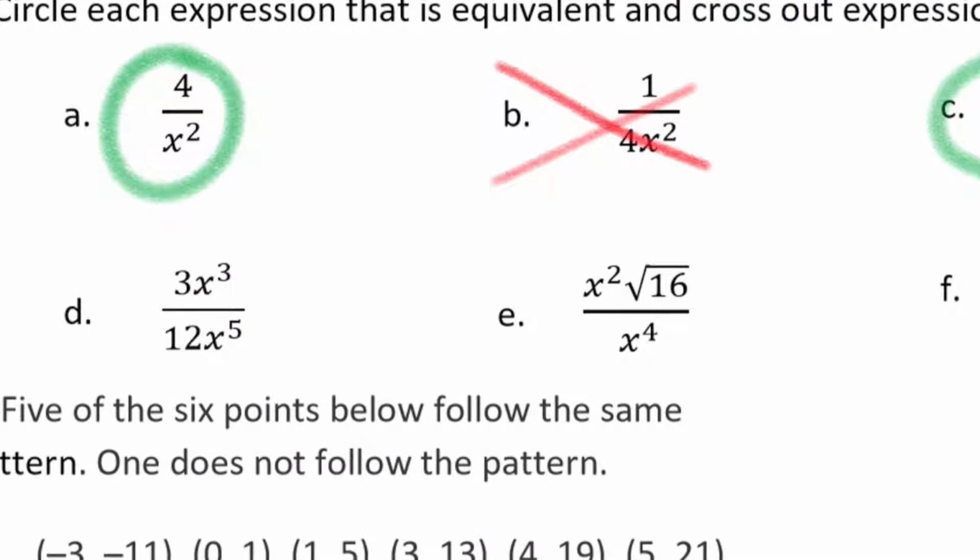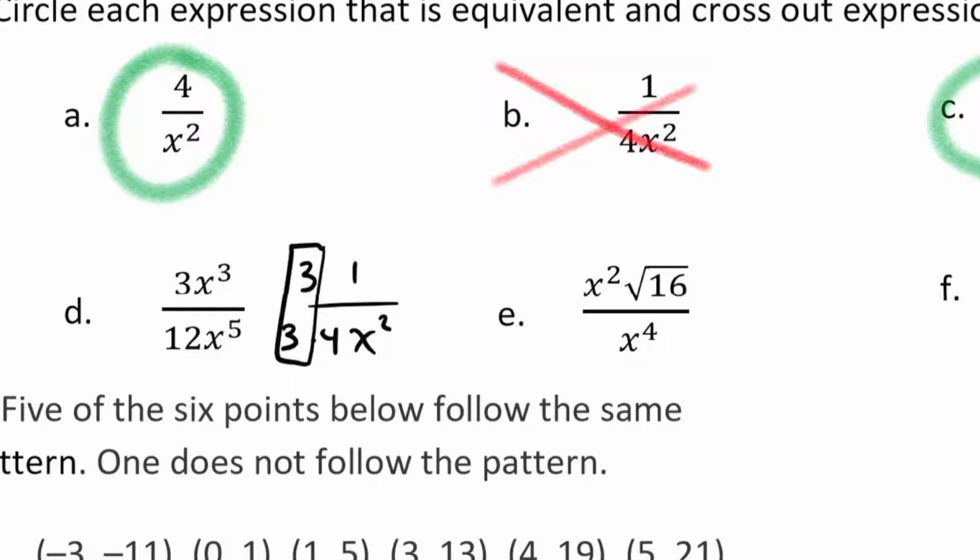D certainly looks promising because I can see the x cubed and the x to the fifth is going to give me an x squared below, right? And if I think about the 12, that's a 3 over 3 times 4. The problem is when that giant 1 is gone, right? This is just 1 over 4x squared, which is the same as B. So this is not making the cut.